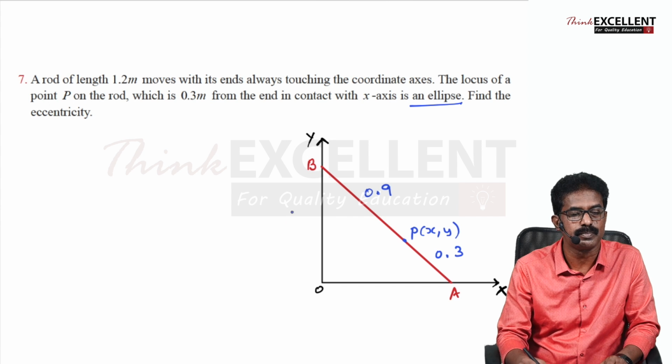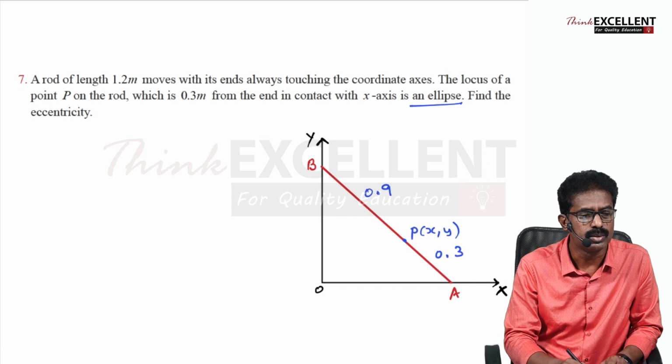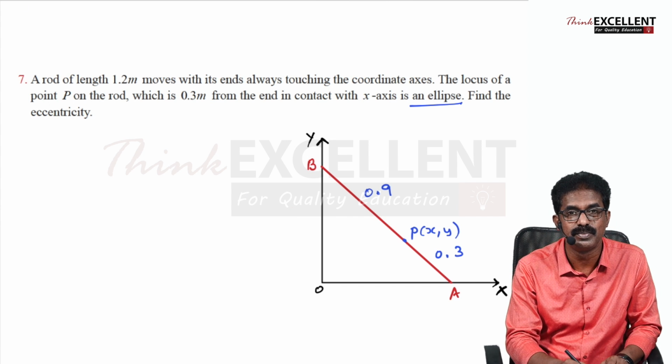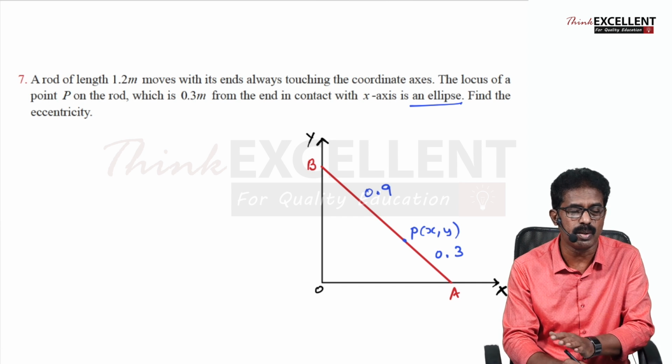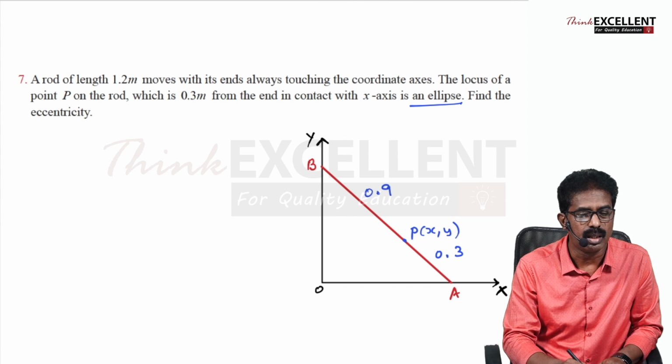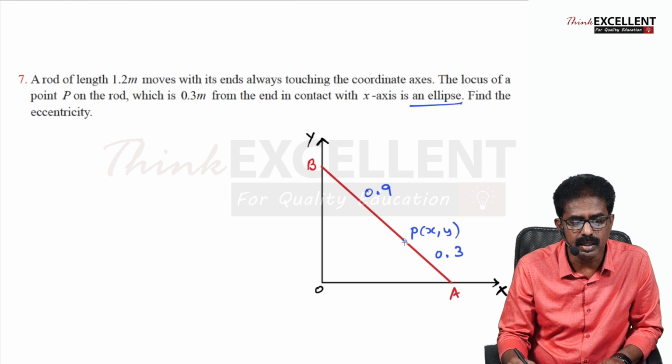Hope you understood that. Now listen here. You can do this sum in different ways. Normally, for a locus we take h comma k or x1 comma y1. Here I am taking x comma y. Since the point P is x comma y, you can say these distances.